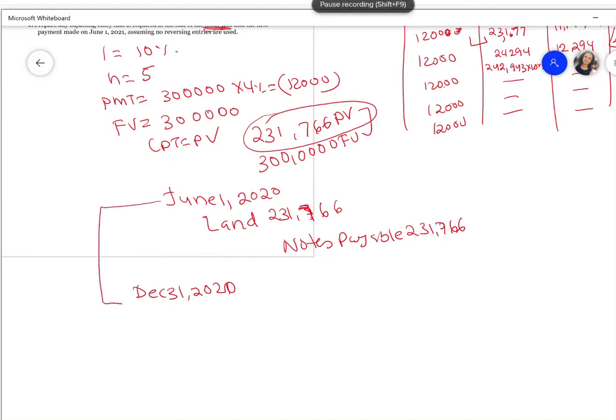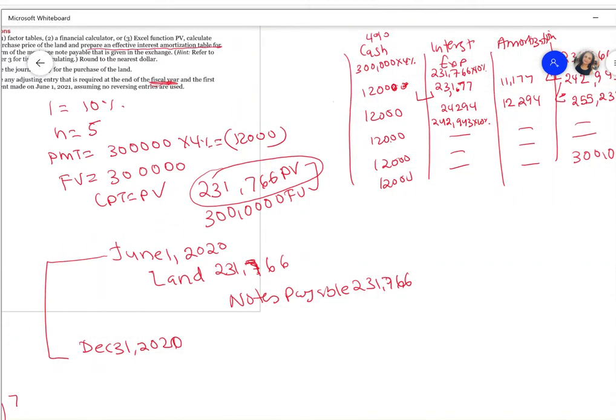So my year end is December 31st. We wanted to know how many months have gone by from June 1st. I have to count the months of June, July, August, September, October, November, and December. So there's 1, 2, 3, 4, 5, 6, 7. Altogether we have 7 months gone by. The first payment is for a year, so all we had to do is convert it into 7 months and do our adjusting entry.